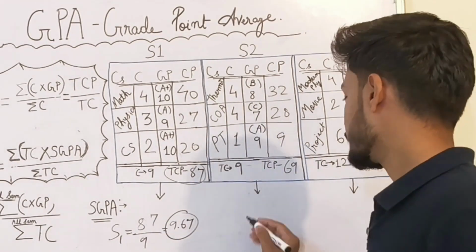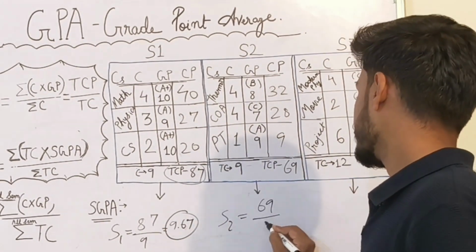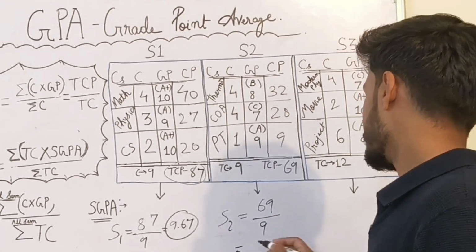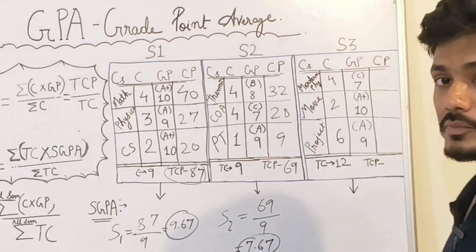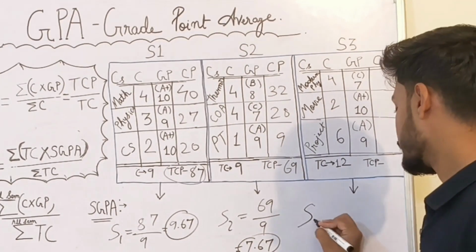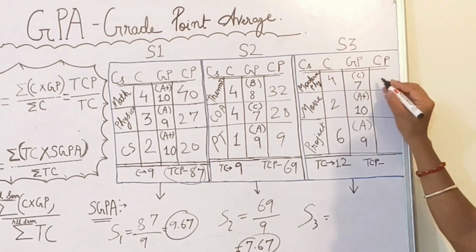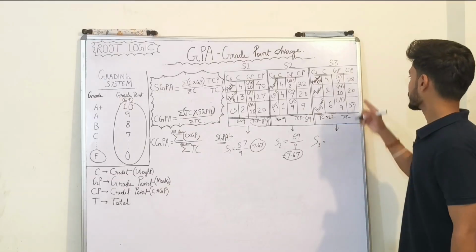The same thing as S1 will be calculated likewise. 69 divided by 9, what do we get? 7.666, I am representing it as 7.67. Similarly for semester 3, the SGPA for semester 3. Tell me. 4 into 7 is 28, 20, 54. Cool. Now we add it.